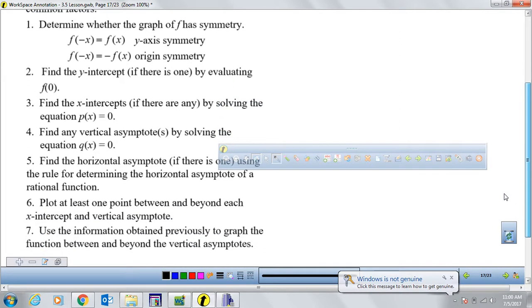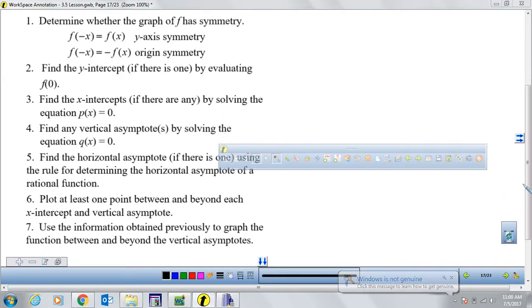Number one, you need to find out if the function has any symmetry. To find the symmetry of the function, what you have to do is substitute every x with a negative x.